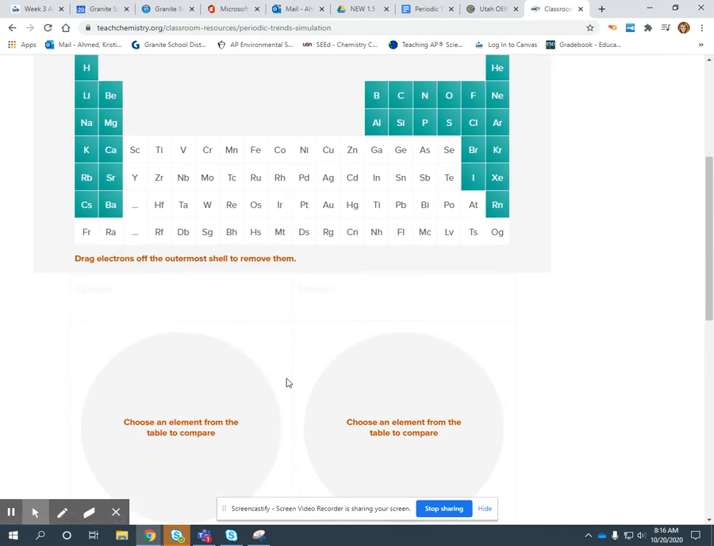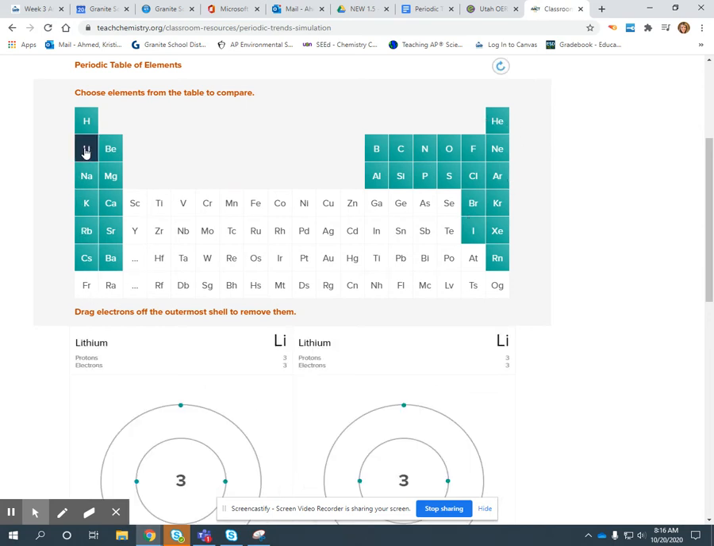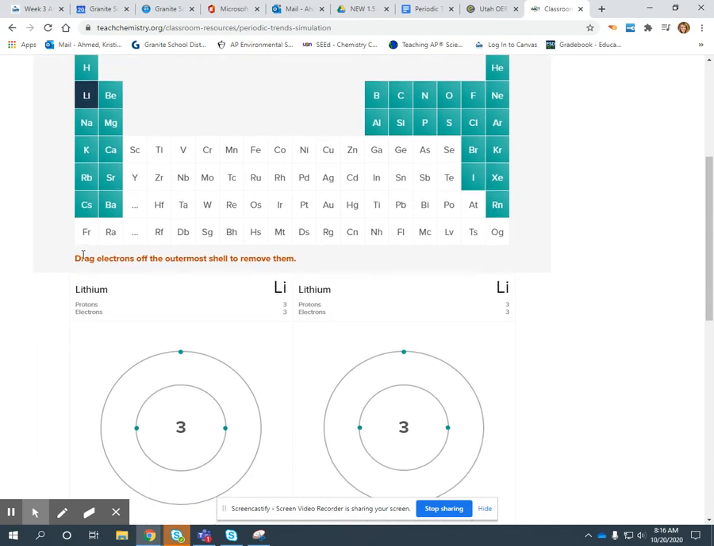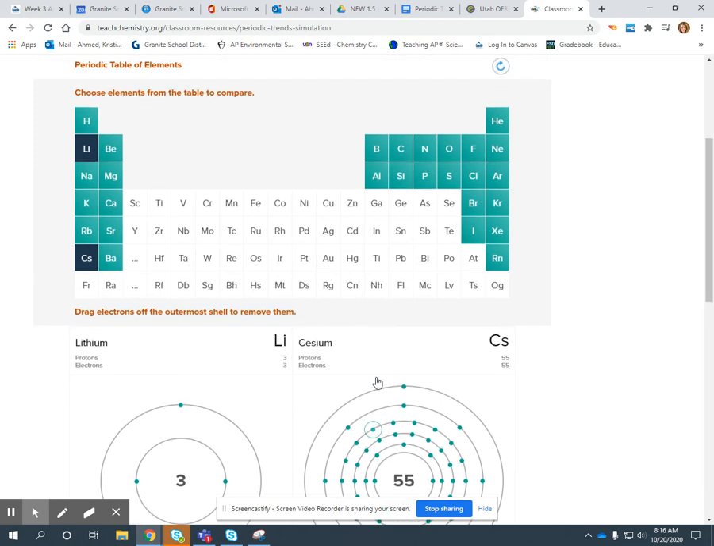That'll reset my simulation. Now I'm going to continue to work with lithium, but instead of choosing something in the same period, I'm going to choose something in the same column. You can choose any of the rows, it doesn't matter, but just pick things that are in the same column. So again, lithium's going to be my first atom, and then I'm going to pick cesium as my second atom.